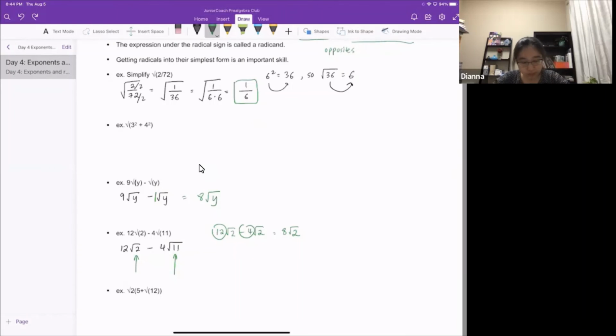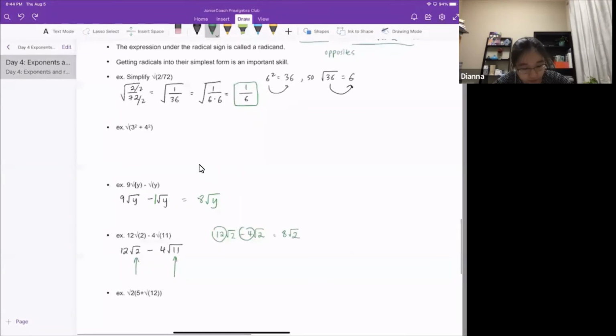Okay. So I'll do one more for good measure, just this one, which is the easier one. Square root of 3 squared plus 4 squared. So what's 3 squared? 3 squared is 3 times 3, right? So 9. And what's 4 squared? 4 squared is 4 times 4, which is going to be 16. What's 9 plus 16? It's going to be 25.